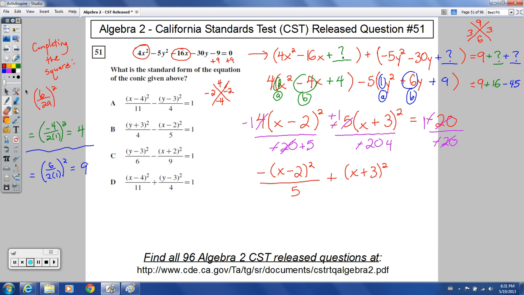And my fault, I was like, where'd my y go? This should be y plus 3 squared. There we go.